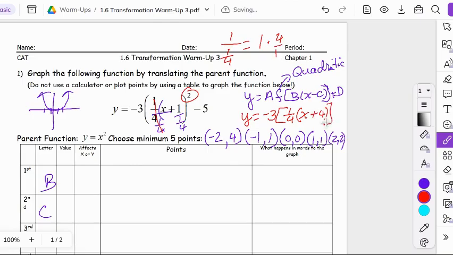+4, and then -5. So notice how the f is gone because it's replaced by this quadratic right here. That is your f, so that 2 is telling you what type of function it is. It's not a piecewise function, it's a quadratic, so the 2 tells you that's your f. And then you have your a, your b, your c, and your d. And then that's it. And then you do everything the same way.